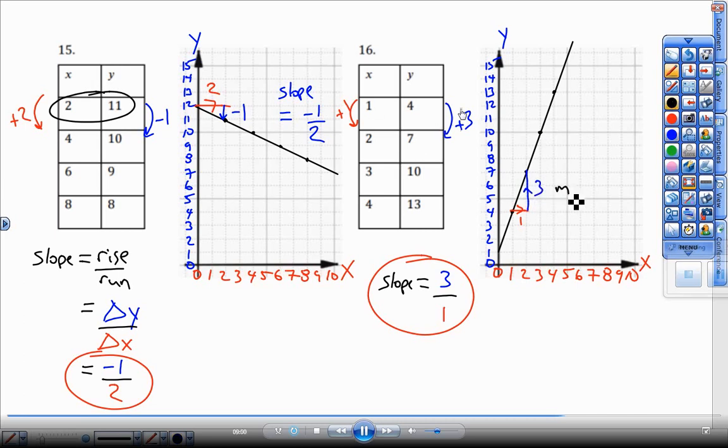That matches this data. Every time x goes up by 1, y goes up by 3. That's what this is showing. X goes up by 1, y goes up by 3. My y-intercept I could see is (0, 1).